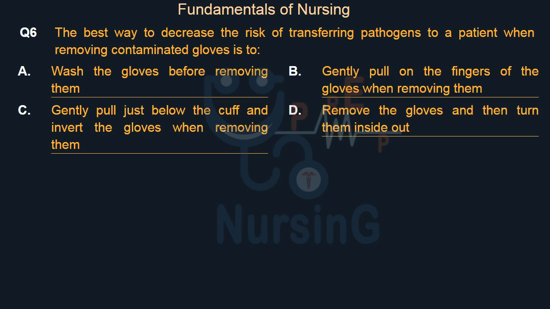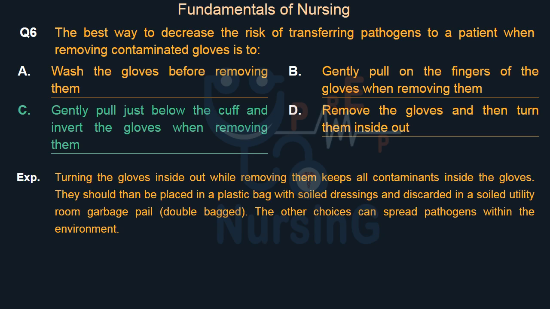Right answer is option C. Gently pull just below the cuff and invert the gloves when removing them. Turning the gloves inside out while removing them keeps all contaminants inside the gloves. They should then be placed in a plastic bag with soiled dressings and discarded in a soiled utility room garbage pail, double bagged. The other choices can spread pathogens within the environment.